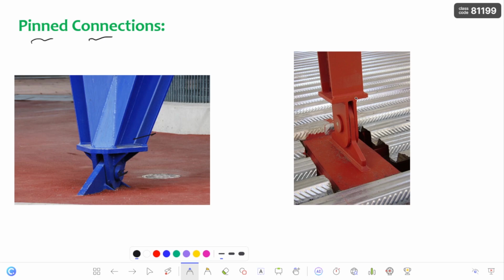This is also one of the examples you can see. These are some images, you can observe the pin clearly here.